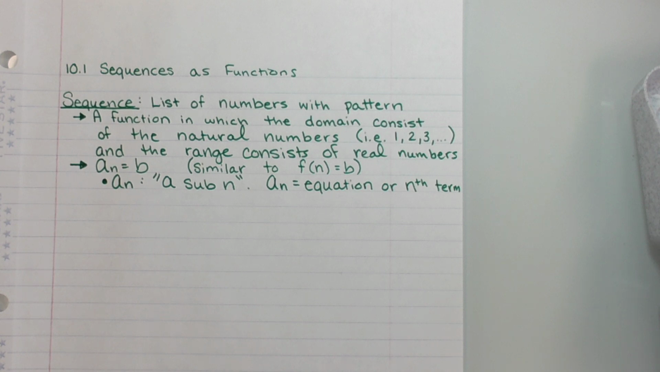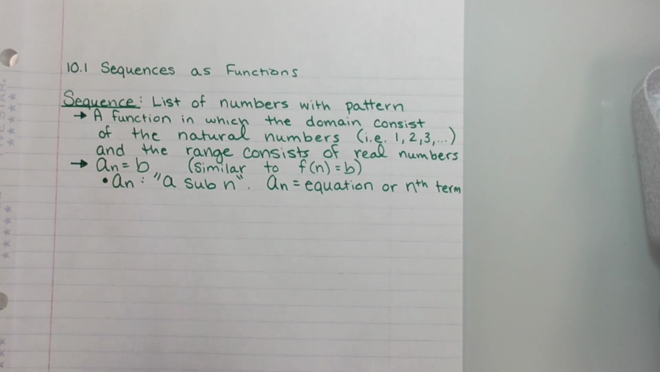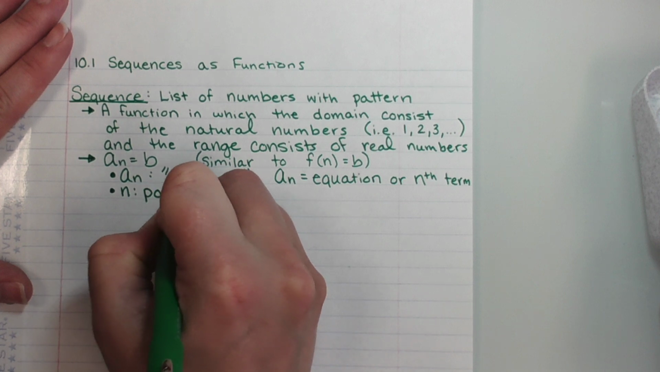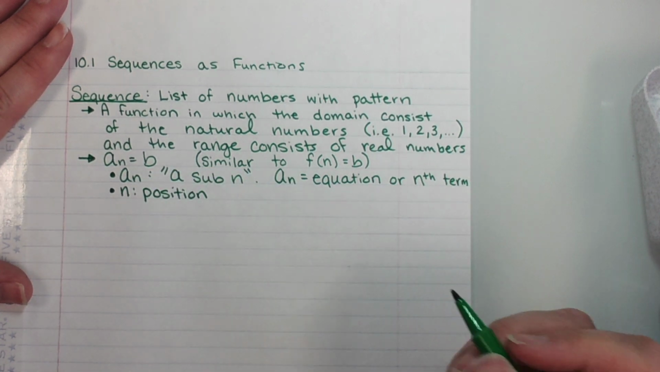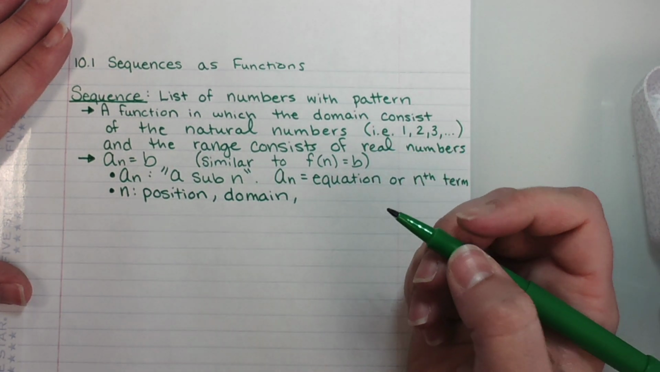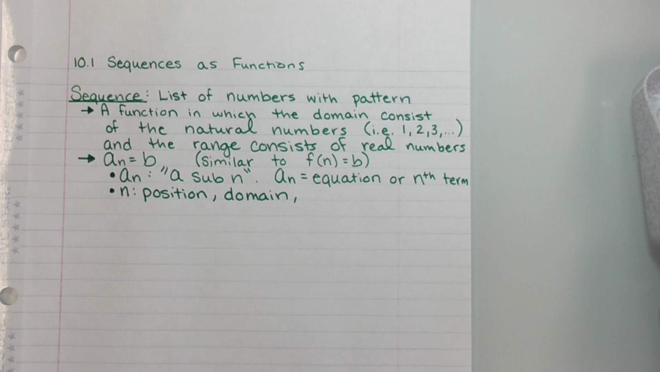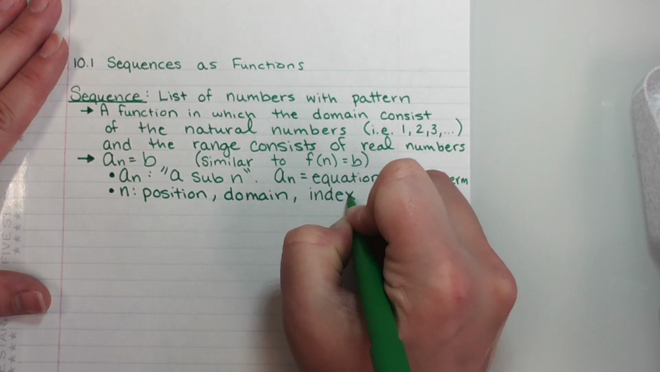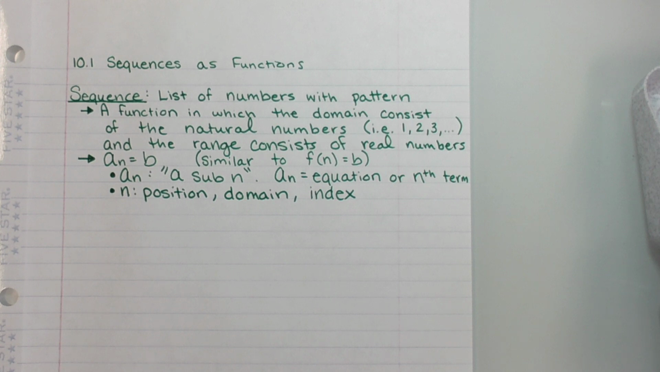A sub n is equal to b. A is the name of the function. The n is known as the position. It deals with our domain. It essentially tells you that number, or where that number is located in that sequence. It's also known as the index.